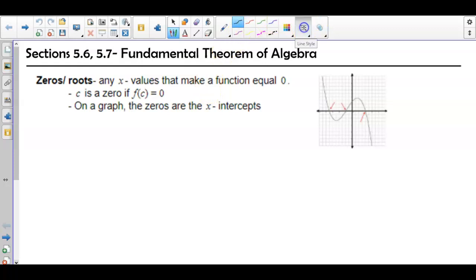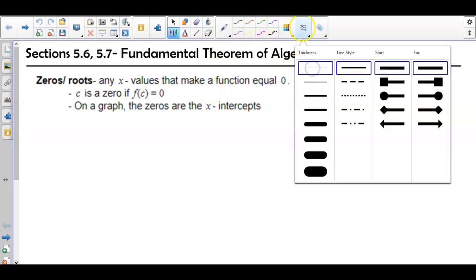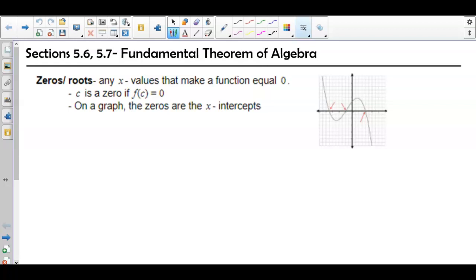Hello, in this video what I'd like to do is go through something called the fundamental theorem of algebra, which really just talks about the number of x-intercepts that a function will have. So your zeros, your roots, your x-intercepts are the x values that make a function equal to 0. And those can be found on the graph of a function where that graph crosses the x-axis.